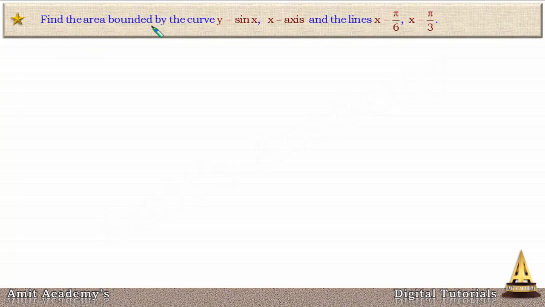Find the area bounded by the curve y is equal to sine x, x axis and the lines x is equal to pi by 6, x is equal to pi by 3. In solution, given y is equal to sine x. Now, the curve for sine x is like this.